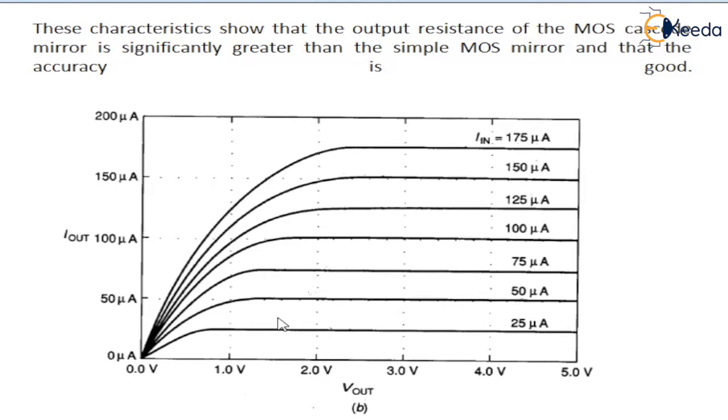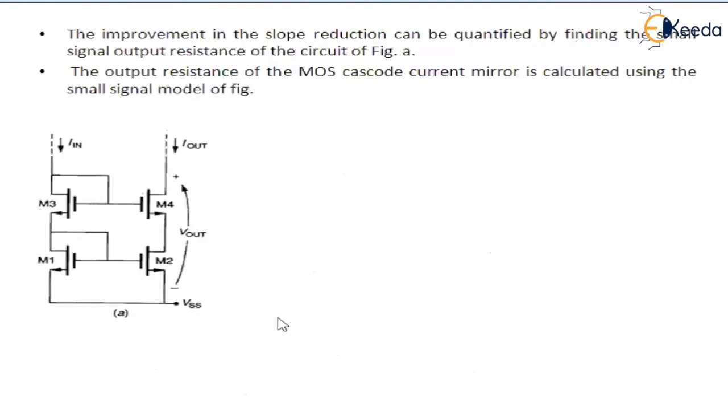The improvement in the slope reduction can be quantified by finding the small signal output resistance of the circuit. This output resistance of the MOS cascode current mirror is calculated using the small signal model, which can be calculated as shown here. In this we have two transistors, M3 and M1. M3 has a current of GM3 V3 and M1 has a current of GM1 V1.